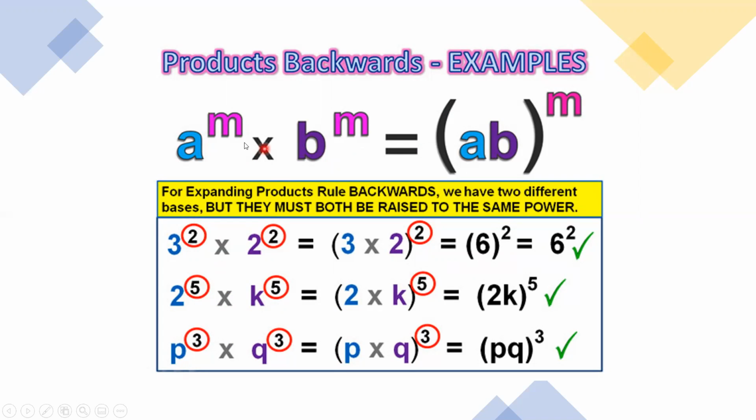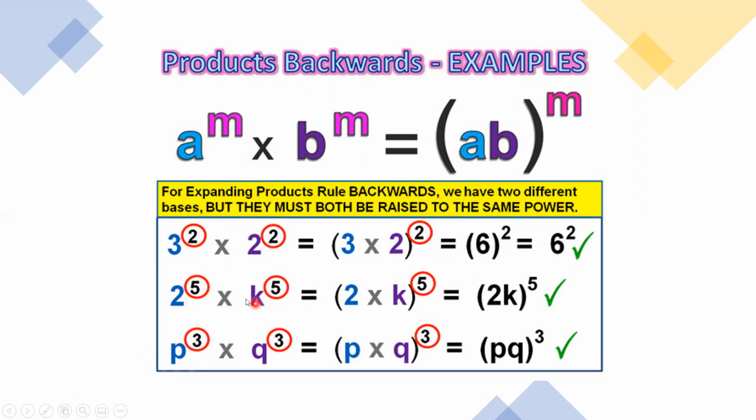Okay, so a to the power of m times b to the power of m is a times b to the power of m, because, guys, they have the same exponent for both. So now if we have to do it with numbers, 3 to the power of 2 times 2 to the power of 2, I'm going to say 3 times 2 to the power of 2. So that's going to be 6 to the power of 2, which is 6 times 6, which is 36, or you can leave it as 6 to the power of 2.